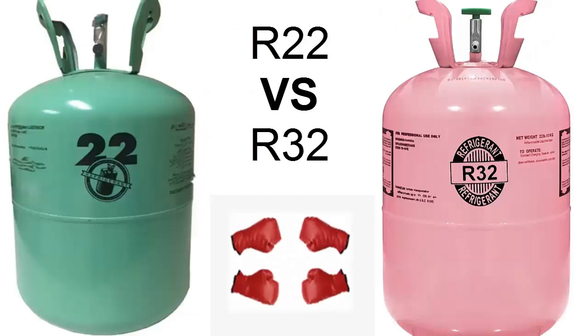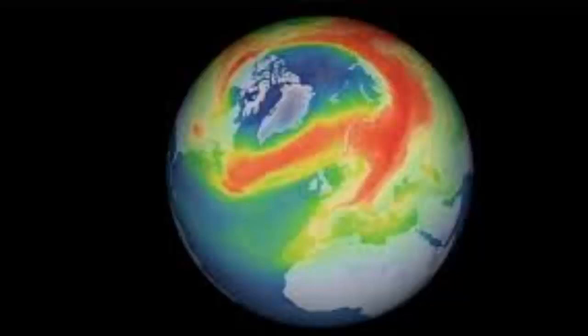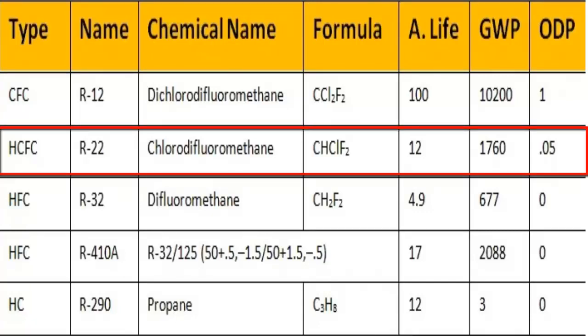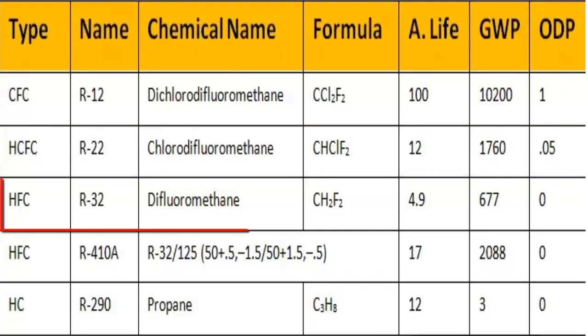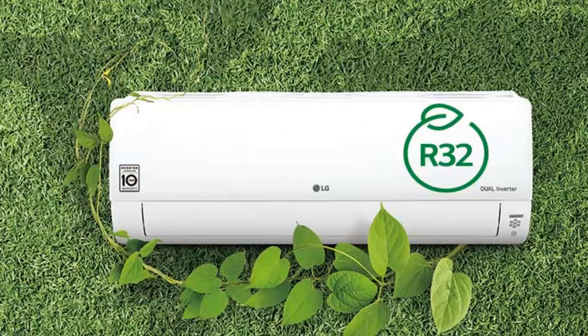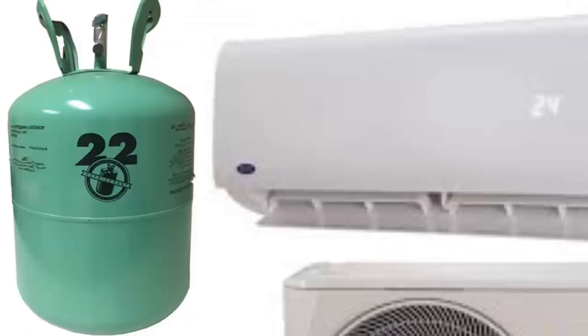The main drawback of R22 is that it damages the ozone layer, which is why it is affected by environmental restrictions. Additionally, R22 has a global warming potential, GWP, of 1760, whereas R32 does not damage the ozone layer and has a GWP of 675. R32 is primarily used in air conditioning, while R22 is used in freezing, refrigeration, and air conditioning.